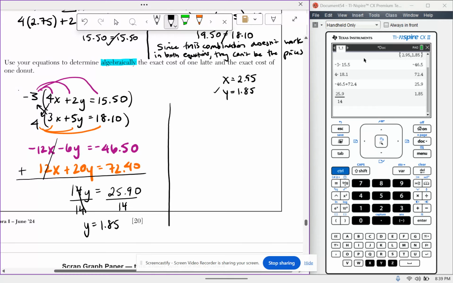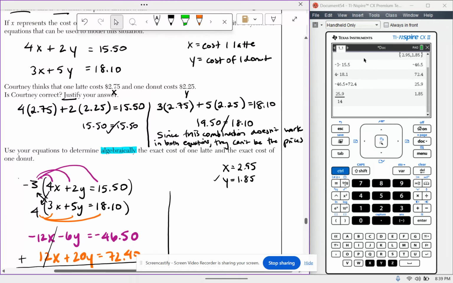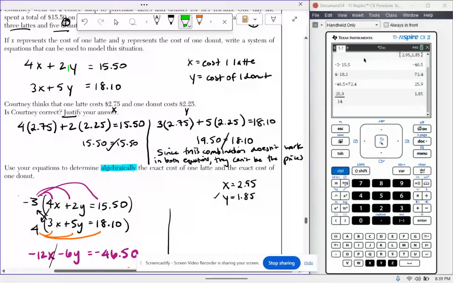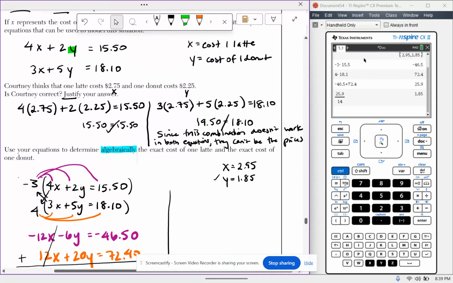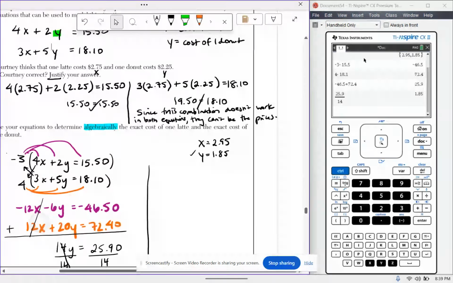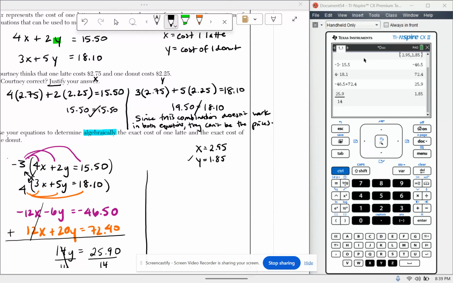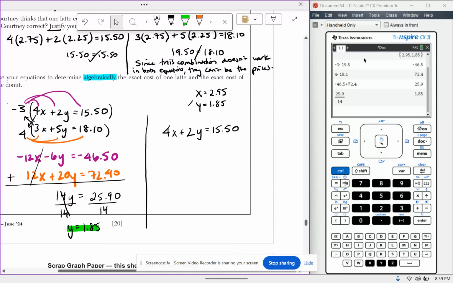Let's check out what x is. When I have one of the variables solved, I take that variable and I plug it into an original. What do I mean by an original? I mean one that has not been multiplied, distributed, anything like that. One of the original problems. One of the day ones. So I got 4x plus 2y equals 15.50. So I'm going to take out the y that's right here and I'm going to put in the $1.85 that I just found.